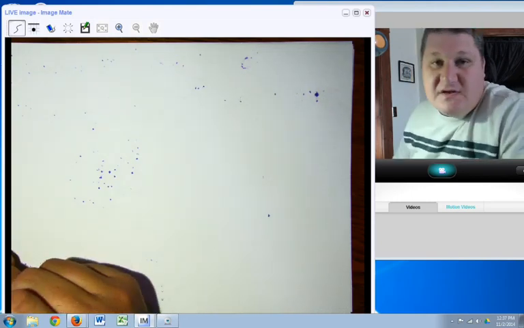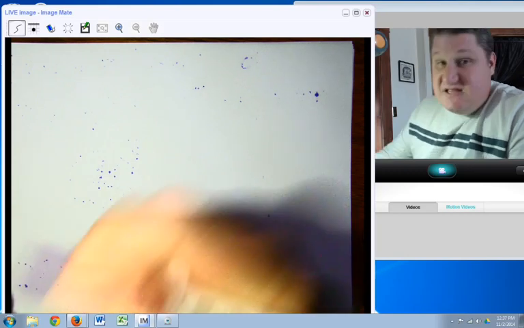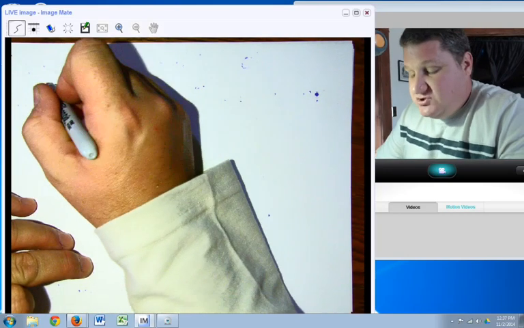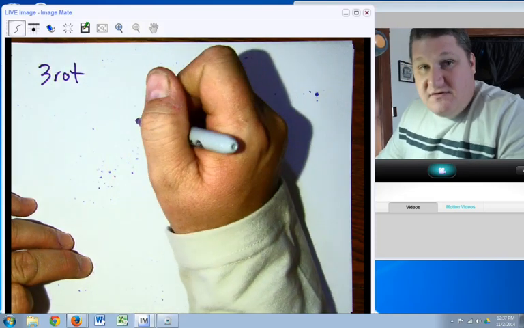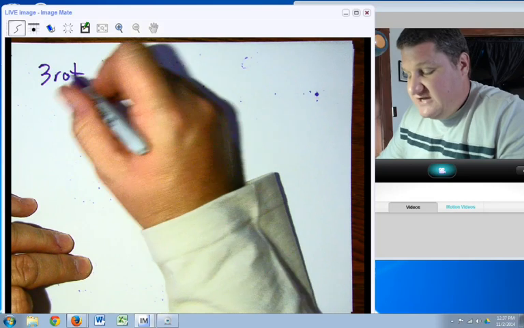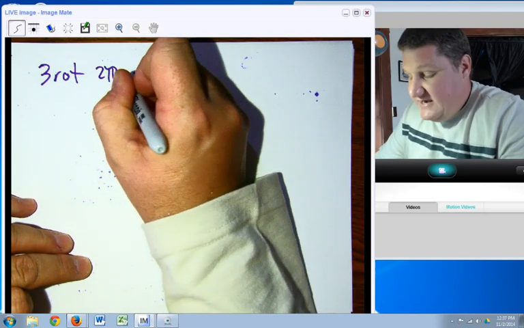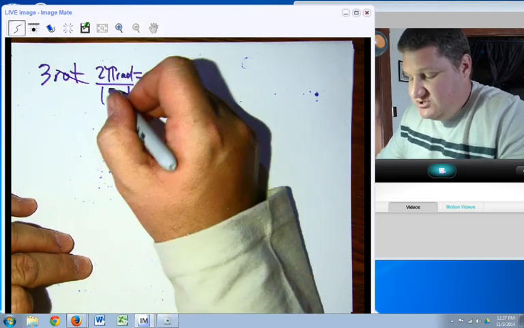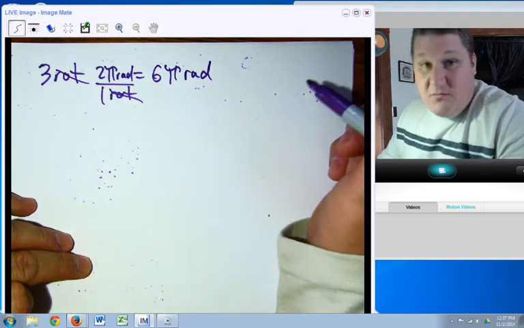One other quick note before we get to some homework examples is they could tell you things in terms of revolutions or rotations. So if I have 3 rotations, don't overthink it. All you have to do to get from rotations to radians is say 2 pi radians equals 1 rotation. Rotations go away, you're left with 6 pi radians. Well, that works out nicely.